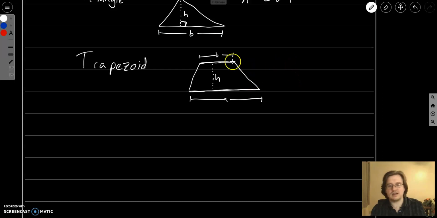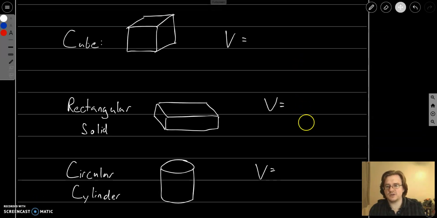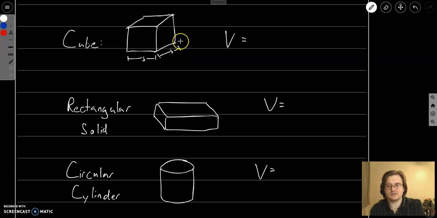And the area of the trapezoid is going to be 1/2 the height times the sum of the base lengths, as in the sum of the base and the top lengths. So these are all 2-dimensional objects. For 3-dimensional objects, we can calculate the volume. A cube is going to have the same length in all 3 directions, and the volume is just going to be s cubed, s to the 3rd power.